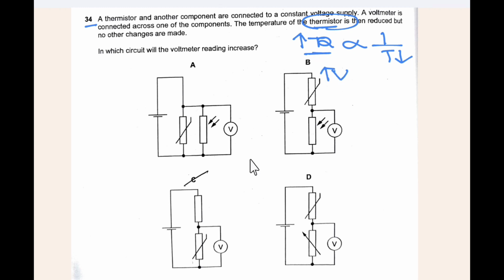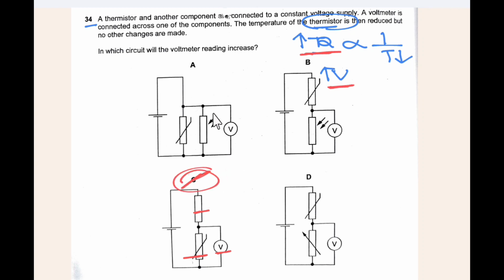In all these options, we can see that in option C, this resistor has a constant resistance, and as the voltmeter is connected to the thermistor, since the resistance value increases, the voltmeter value increases. So the option C is correct.